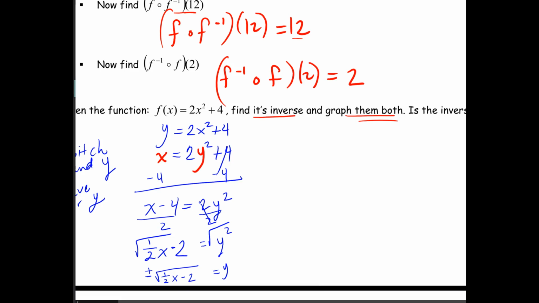Now instead of calling that y, we know that this is the inverse, so we can just replace that with the notation, the inverse of x comes out to be this equation. Is it a function? I'm not sure yet. Now, bringing it back from the beginning of the notes, how can you tell if a function will have an inverse function? You see if it's 1 to 1.